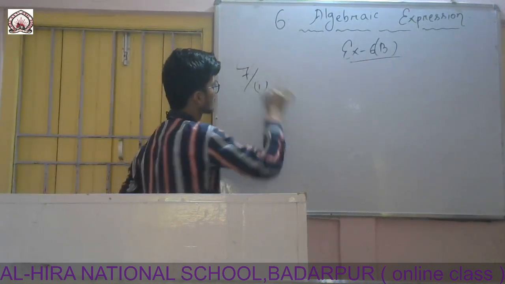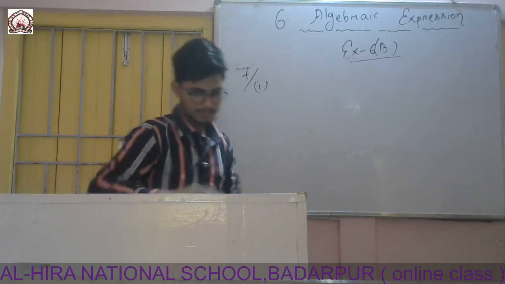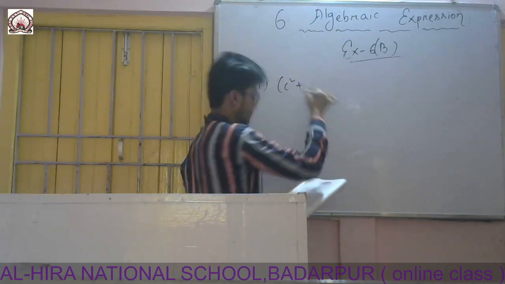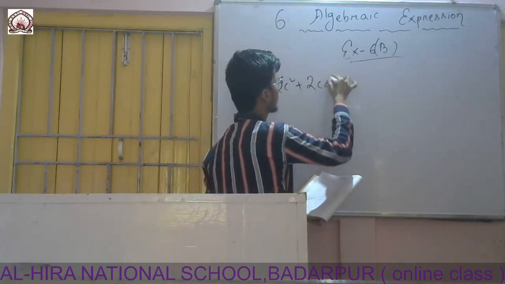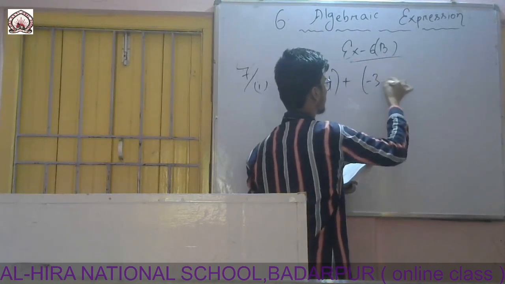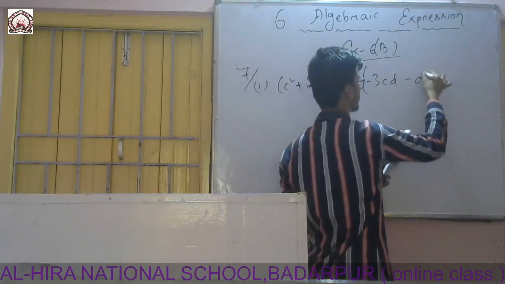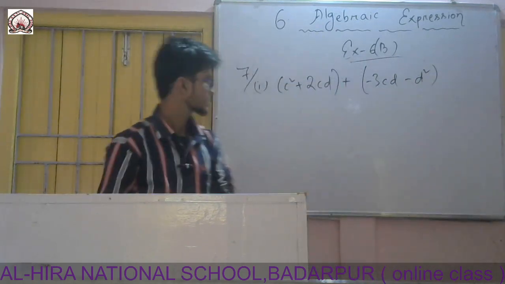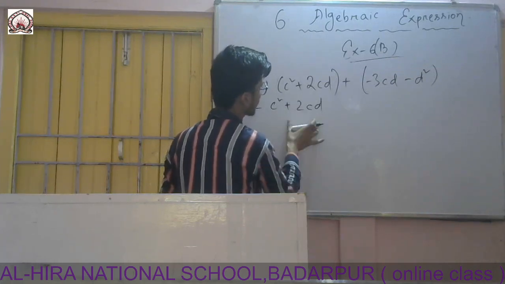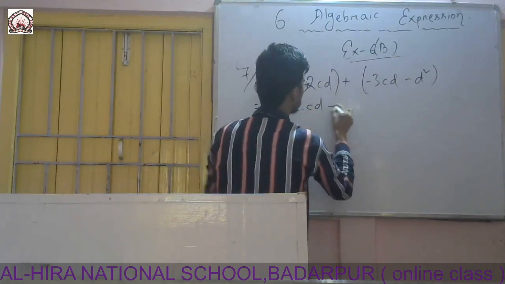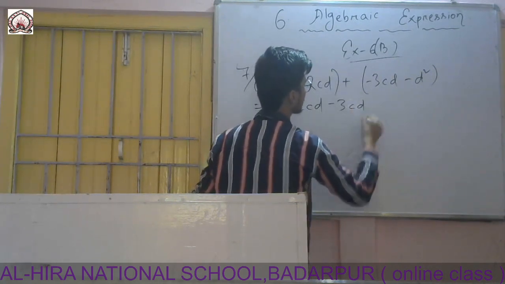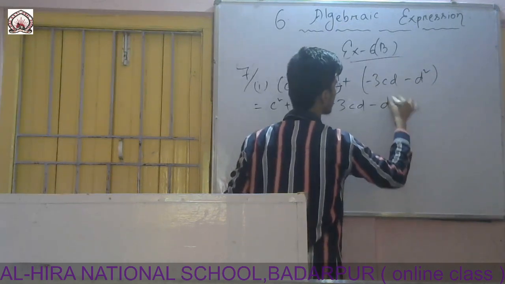Question number 7. Simplify. The first one is c square plus twice cd, and in the middle a plus sign is given, again minus 3cd minus d square. First of all I will break the bracket. It will be c square plus twice cd. This part I will write the same. Then plus minus is minus 3cd, and again plus minus is minus d square.